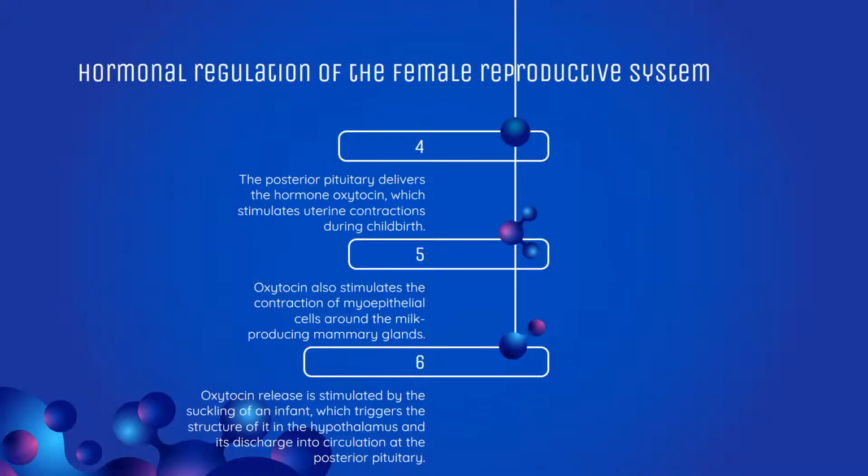The posterior pituitary delivers the hormone oxytocin, which stimulates uterine contraction during childbirth. Stretching of tissues in the uterus and cervix stimulates oxytocin release during childbirth. But oxytocin also controls the contraction of myoepithelial cells around the milk-producing mammary glands. And finally, oxytocin release is stimulated by the suckling of an infant, which triggers its synthesis in the hypothalamus, and it is discharged into circulation in the posterior pituitary gland.